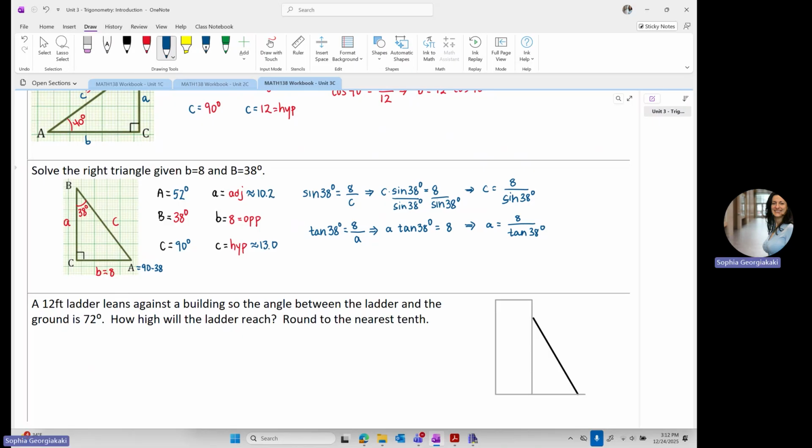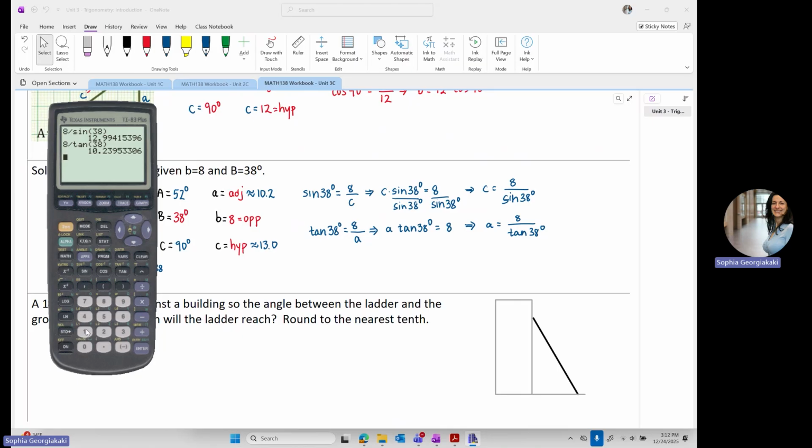Now I'm going to check my work. I want 10.2 squared plus 8 squared to be approximately 13.0 squared, which is 169. And it is very close to 169 at 168.04.